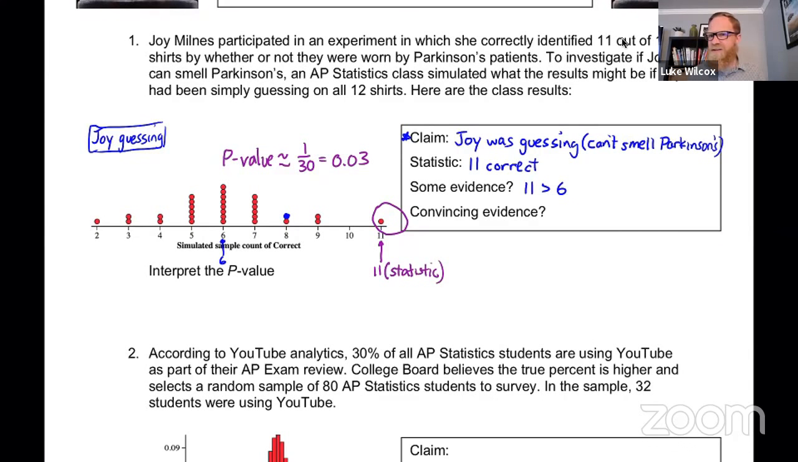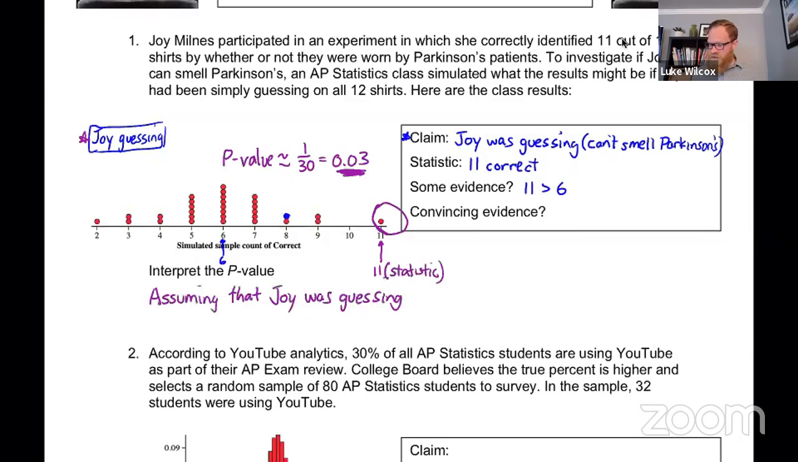So let's go ahead and see if we can interpret this p-value. When we're interpreting the p-value, I'm trying to interpret what this 0.03 is telling me. So to start the interpretation, I need to make note of what we assumed to be true up front. That's the first part of the interpretation, which is to say that we were assuming that Joy was guessing.